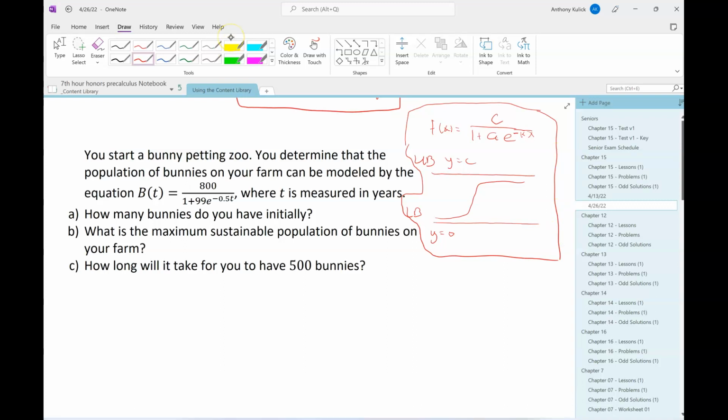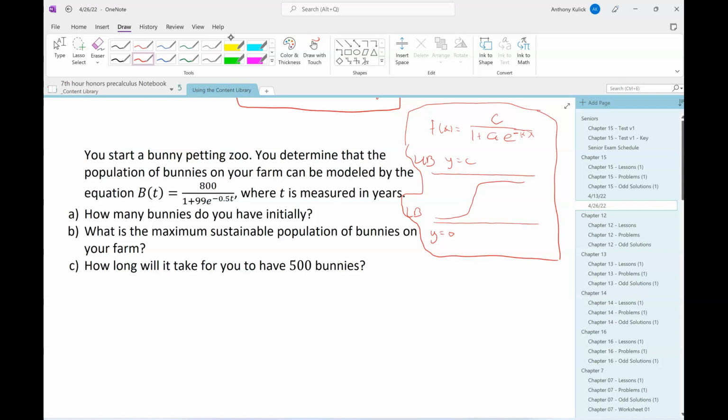So our problem says you start a bunny petting zoo, aren't you, the little entrepreneur? Really putting the manure in entrepreneur there. Because you're running a zoo, you're going to have to be picking up animal poop. That's what manure is. Have I beaten this joke into the ground yet?